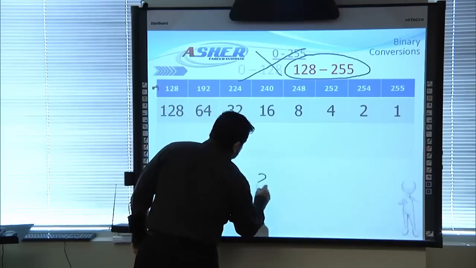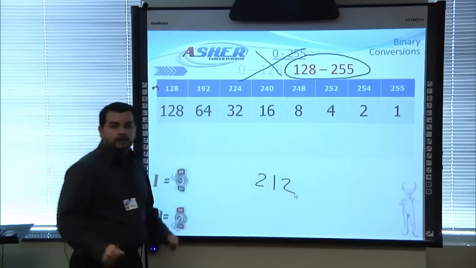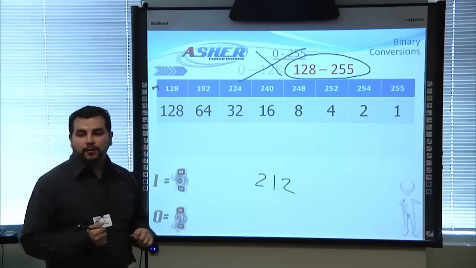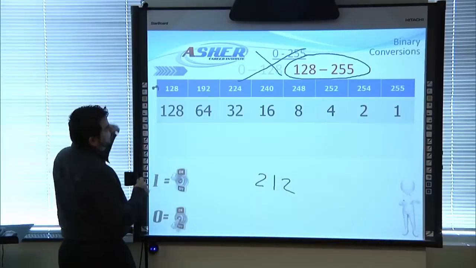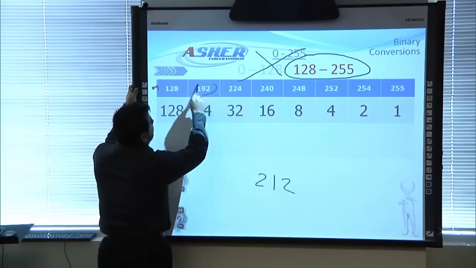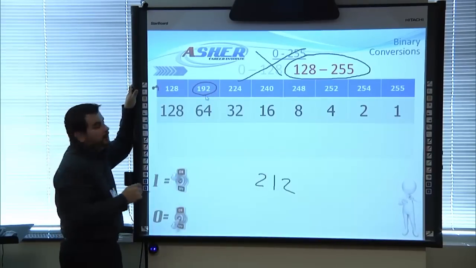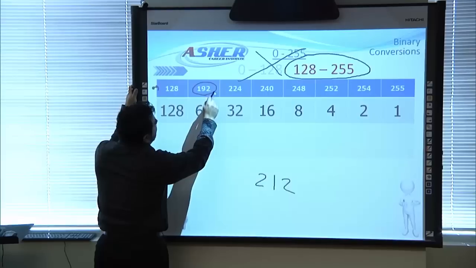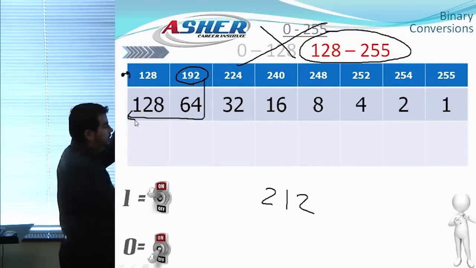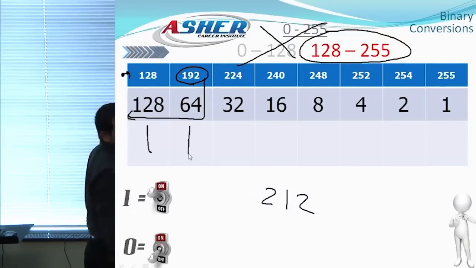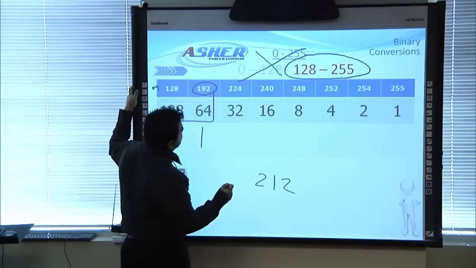212. Okay. So Bertha, what's the closest number to 212 without going over? 192 is the closest number without going over. Now, when I pick that number, what am I also picking? Everything in front of it. Okay? Because this plus this equals 192. So now I have an easier point.